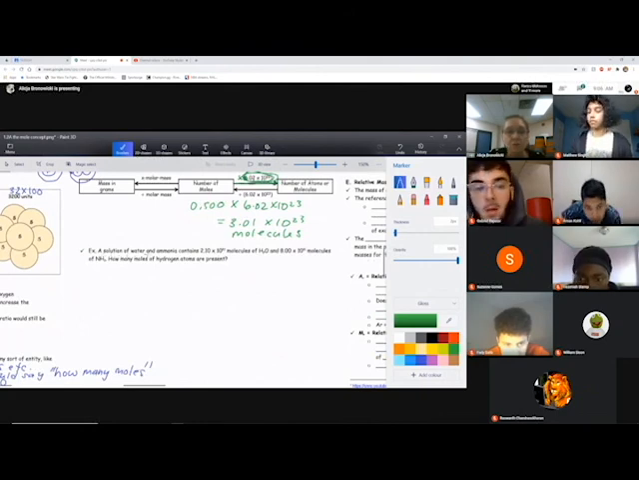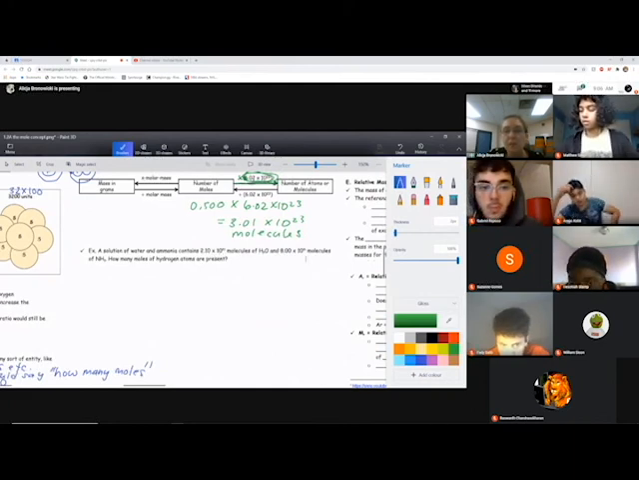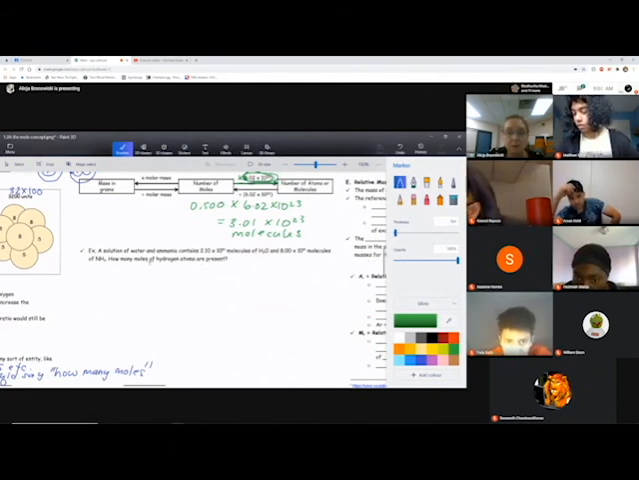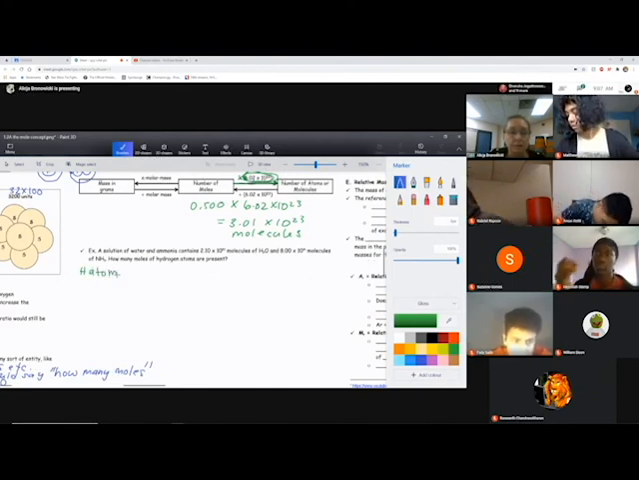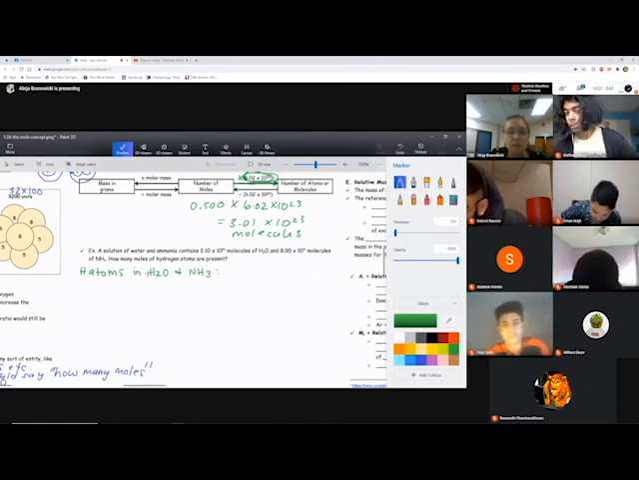So a solution of water and ammonia contains 2.10 times 10 to the 23 molecules of water and 8.00 times 10 to the 20 molecules of NH3. How many moles of hydrogen atoms are present? All right, let's take this step by step. First, we need to find out hydrogen atoms in H2O and NH3.